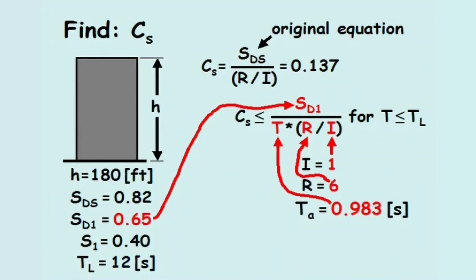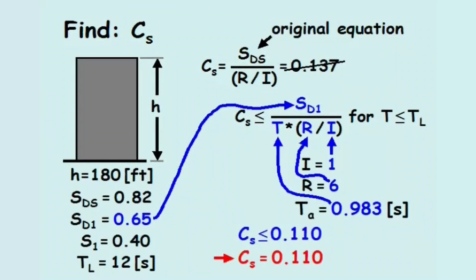Plugging in the values for SD1, T, R, and I, the upper bound of CS equals 0.110. Since the original equation for the seismic response coefficient equaled 0.137, this upper bound is active, and CS now equals 0.110.